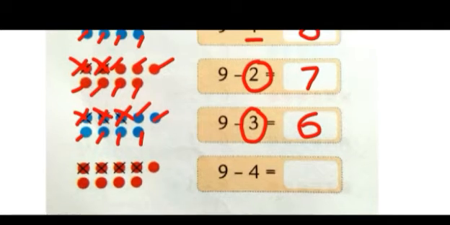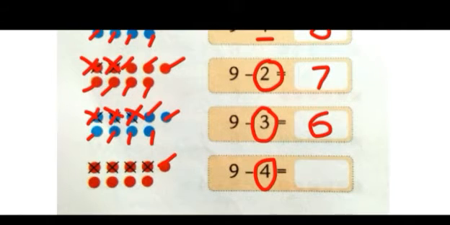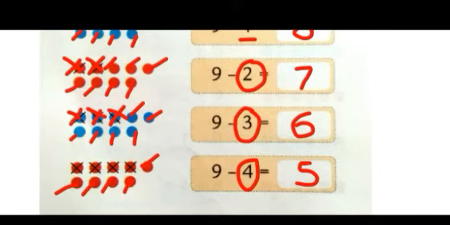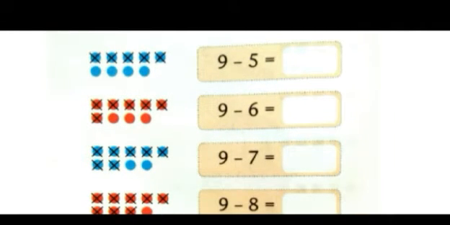Now see this last one here. Total 9 red dots are there. And this time we have to subtract 4. So how many are left? See, 4 dots are crossed. How many are left? 1, 2, 3, 4, 5. 5 red dots are left. Now scholars, I would like all of you to try out this one at home as homework.